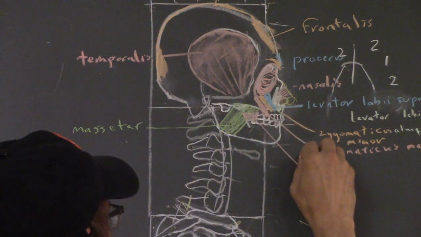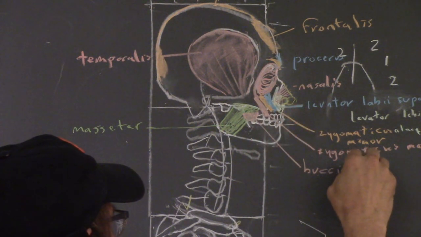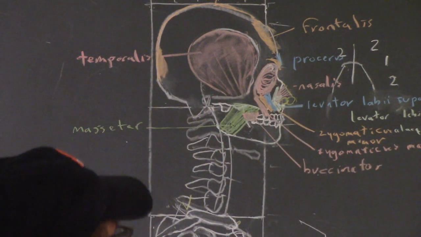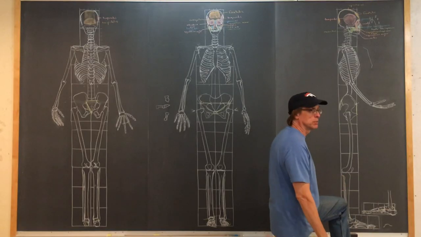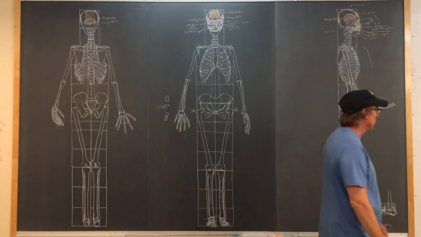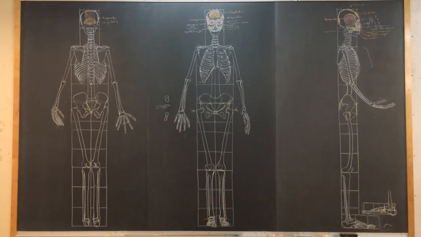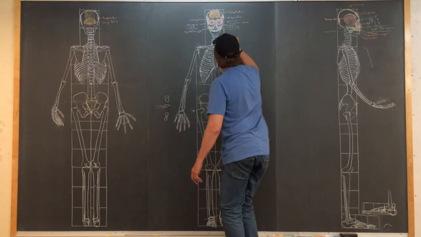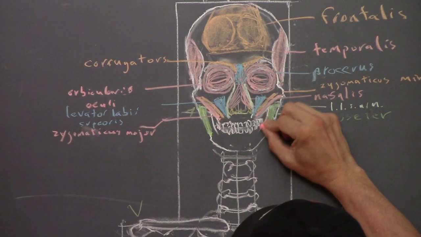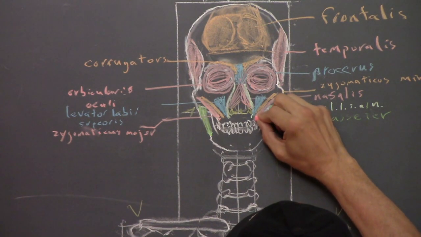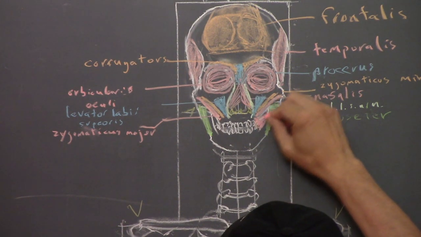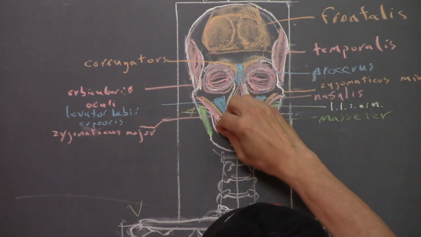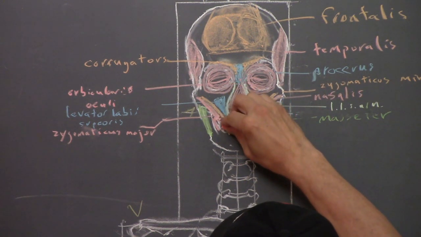This is the buccinator. So it actually pulls the mouth back towards the earlobe. Sometimes it's known as the trumpet muscle because of that action. And it can sort of inflate a bit too. So on the front view, buccinator is going to run along this ridge here on each side. Again, the attachment point is the inside corner of the mouth. Along that ridge there, and then coming in.